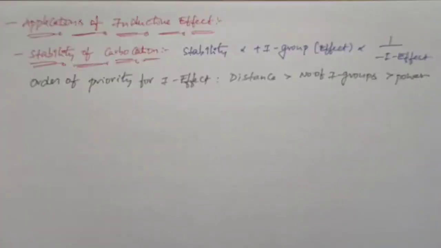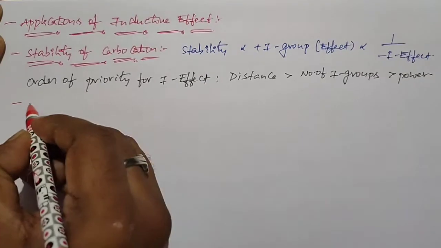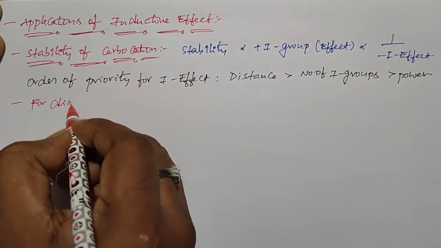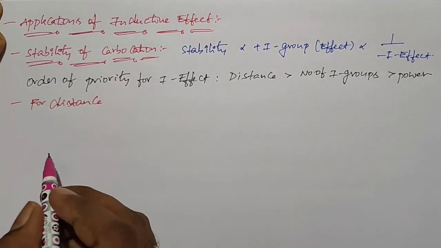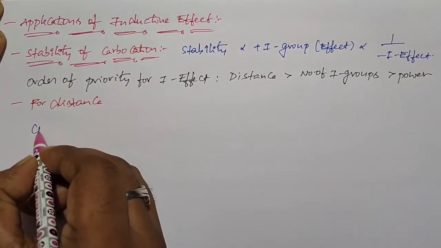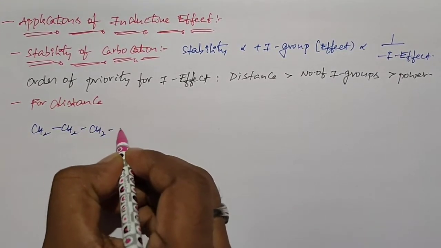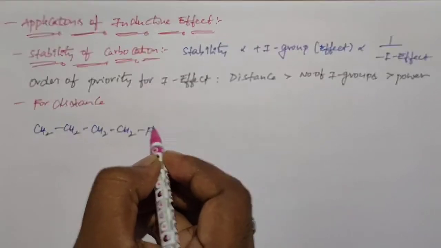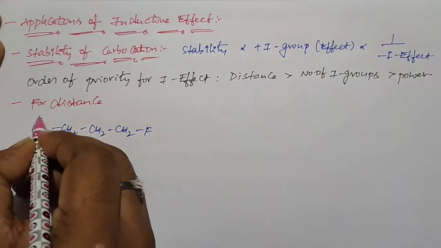So first, we need to give the first priority to the distance, the second priority to the number of I groups, and the third priority to the power. I will explain one example for each case. First I take the one based on the distance. For distance, here I just give an example, that is CH2F. Okay, this is compound 1 and this is the carbocation.